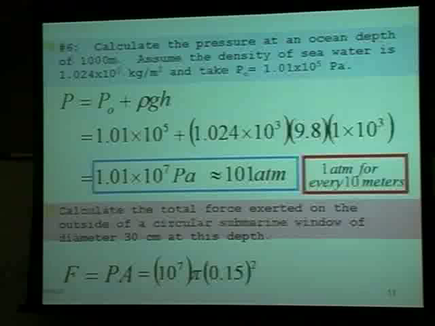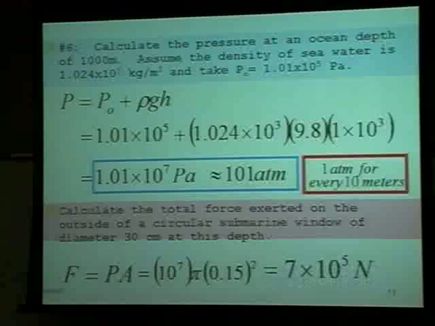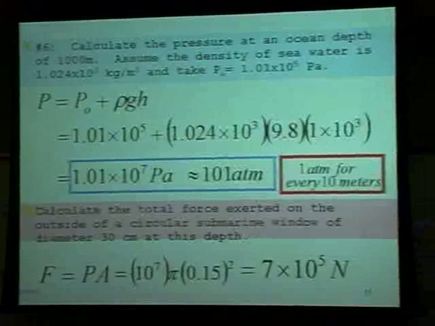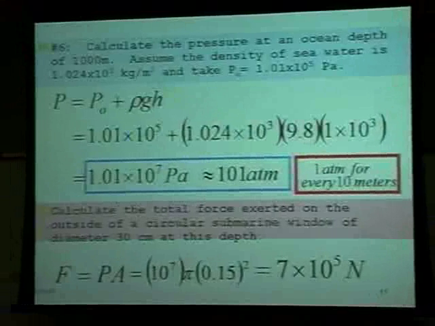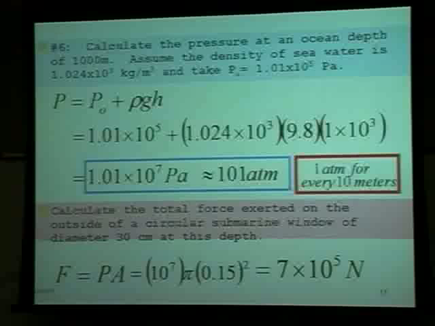The pressure is 1.01 times 10 to the 7 pascals. So if you multiply that by the area of the window, you would get the force. So that'd be pi r squared. The force on that window would be 7 times 10 to the 5 newtons, 700,000 newtons of force on that window. An average adult human being probably would weigh about 700 newtons. So the force on that window would be the same as if you were up top and you had 1,000 people, each of them standing on each other's shoulders, 1,000 people standing on this little window. That would be the force on the window.